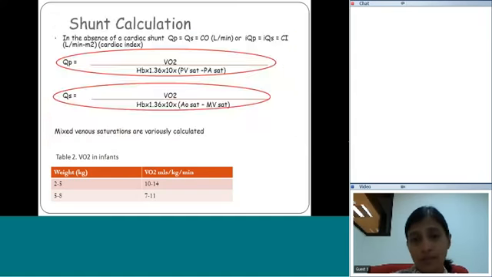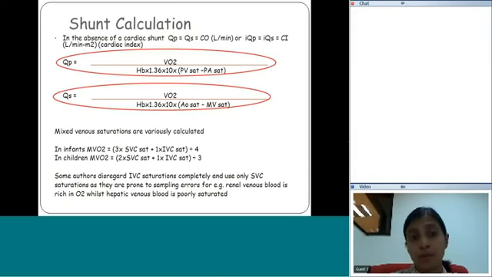Like we mentioned before, in the absence of a shunt, QP, QS, and cardiac output are all equal. If you look at QP, or the pulmonary circulation, you apply the same formula again. You have VO2, which is the oxygen consumption. In the denominator, you have hemoglobin times 1.36 times 10, which is a conversion factor, times the oxygen on the arterial side, which is the pulmonary venous side here, minus the oxygen content on the venous side, which is the pulmonary artery side. So PV sat minus PA sat. Remember, this has to be fractional saturation.